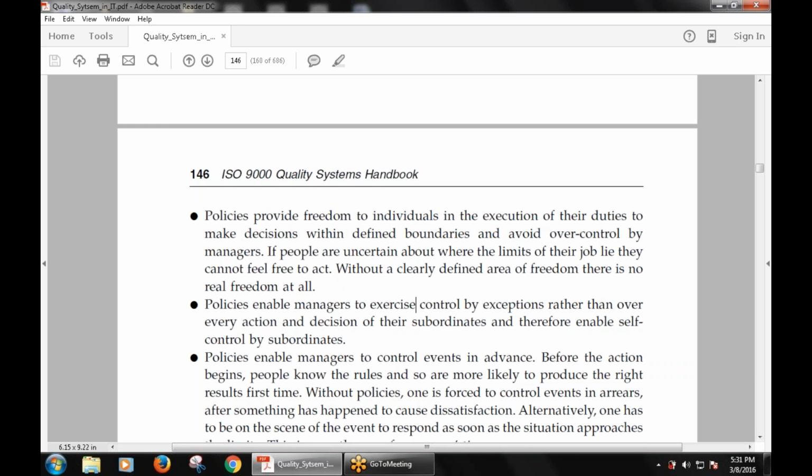Where the limit of the job lies, they cannot feel free to act. That is, what decisions are carried out by the policies. And policies also enable managers to exercise control by exception. So what are the exceptions used for every action and every decision of the subordinate, with self-control by the subordinate.